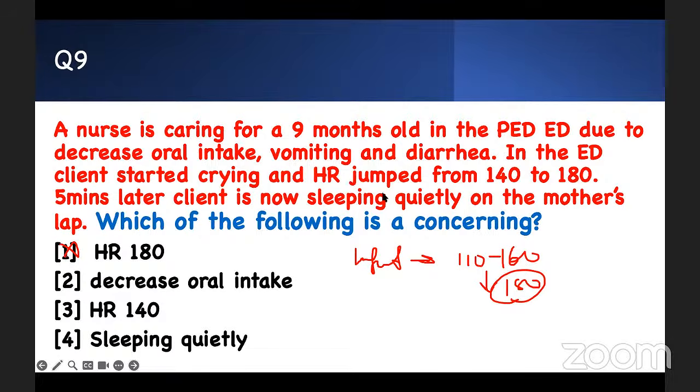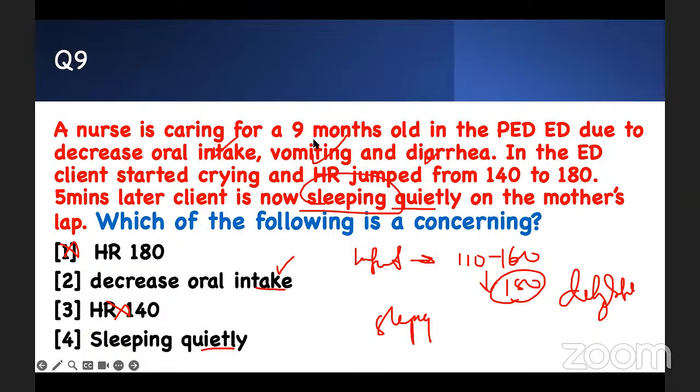After 180, after he cries, now he's sleepy. He's been vomiting. He's not taking food. He's having diarrhea. This kid is dehydrated. Think about it. Fine, he's not eating. This was normal. I'm left with this and that. Sleepy in the kid who's been vomiting, having diarrhea, is lethargy.